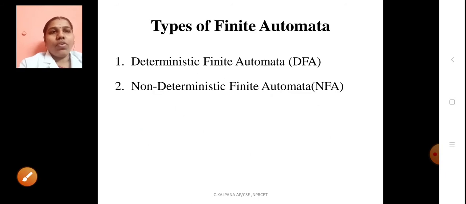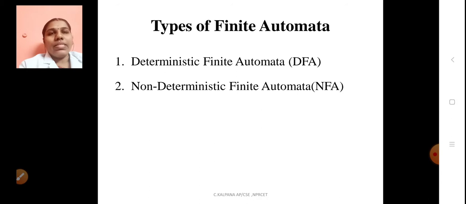There are two types of finite automata. One is deterministic finite automata, the short form of which is DFA, and the second one is non-deterministic finite automata. It can be denoted as NFA. Before going to the types, let us just recall the definition of finite automata.